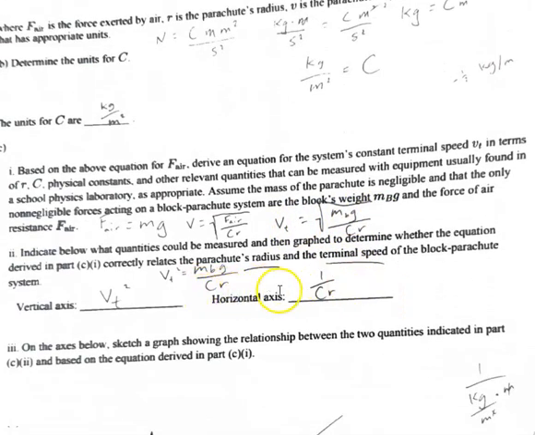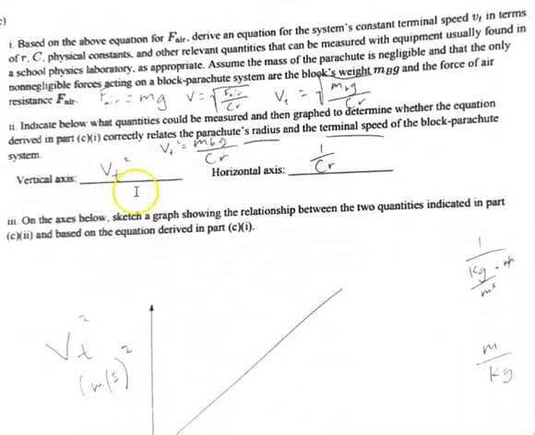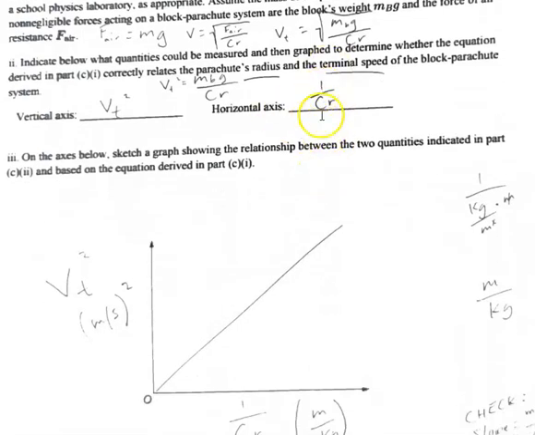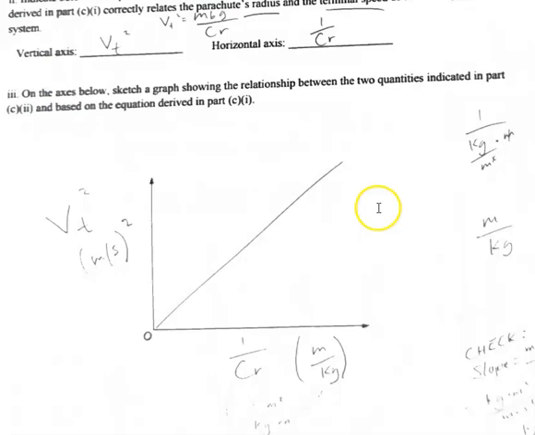Now they're saying relating the radius to the terminal speed. So the key is relating those two. I need the radius and the terminal speed to be on different axes. That's the key. And I don't like the square root stuff, so I just decided to square the terminal velocity so that I end up with 1 over CR. I arbitrarily decided to do this to pull out that constant. You could have done 1 over r, it's fine. What matters is I'm going to get a straight line.